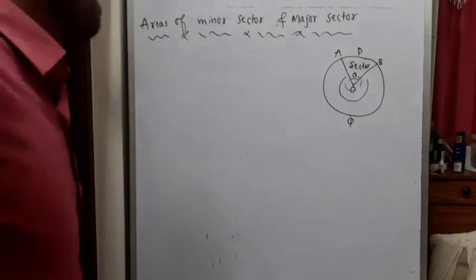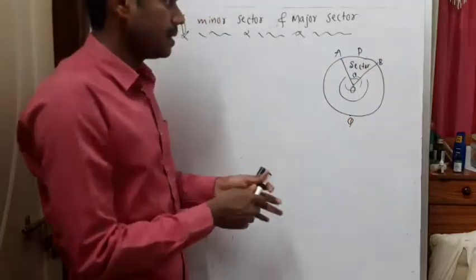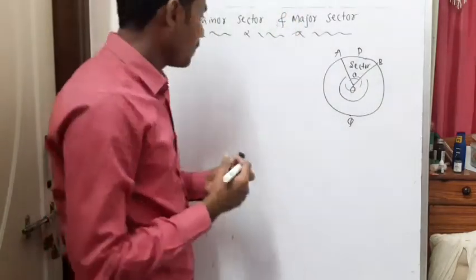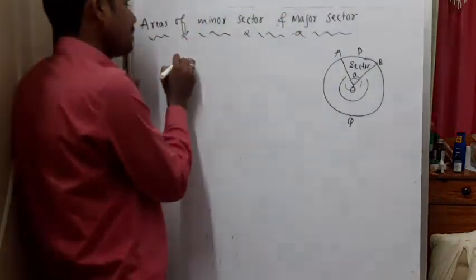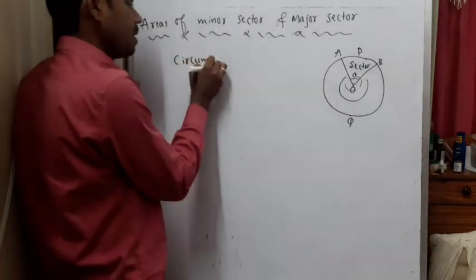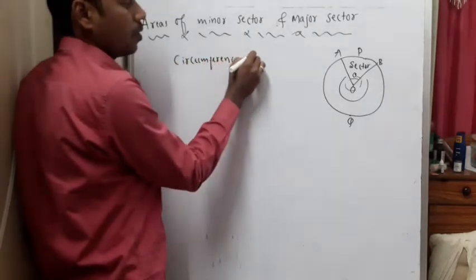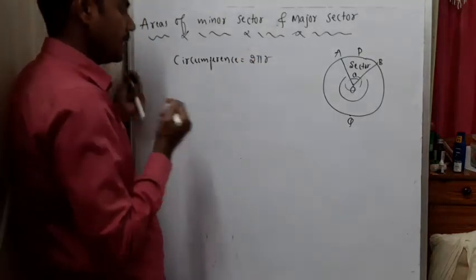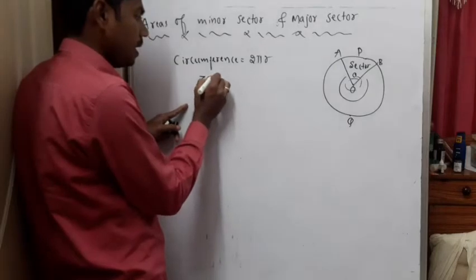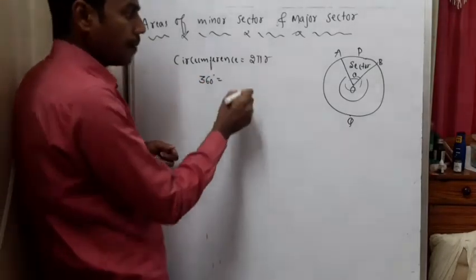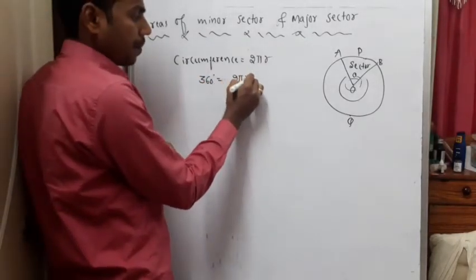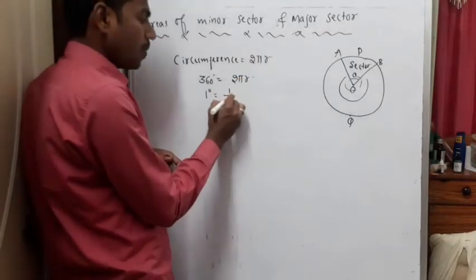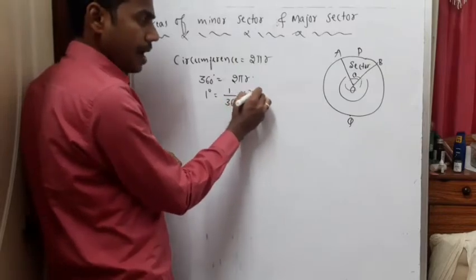Now to find the arc length, what is the circumference of the circle? The length covered across the boundary is called circumference. The circumference of a circle is equal to 2 pi r. This is when the angle is 360 degree. When the angle is 360 degree, we are going to get 2 pi r. Then what about 1 degree? 1 degree is equal to 1 divided by 360 into 2 pi r.